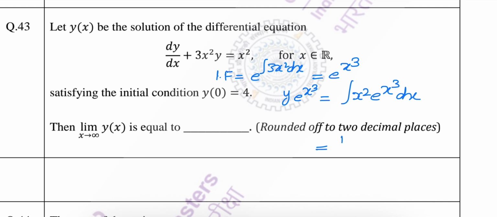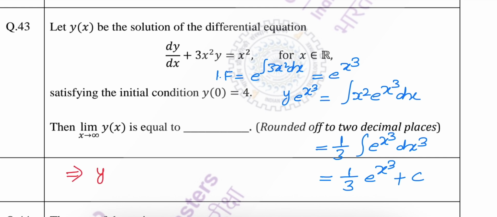This can be written as 1 by 3 e to the power x cube d(x cube), and this will finally be 1 by 3 e to the power x cube plus constant of integration. So what we get? We get y equals 1 by 3 plus c e to the power minus x to the power 3.